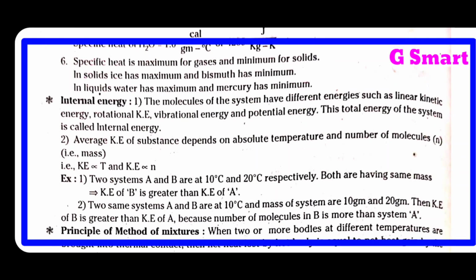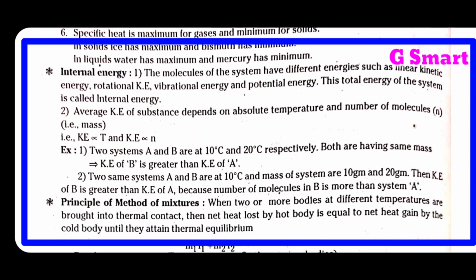Internal energy. The molecules of the system have different energies such as linear kinetic energy, rotational kinetic energy, vibrational energy and potential energy. These four energies combined are the internal energy of the body. Once again, the molecules of the system have linear kinetic energy, rotational kinetic energy, vibrational energy and potential energy. This total energy of the system is called internal energy.